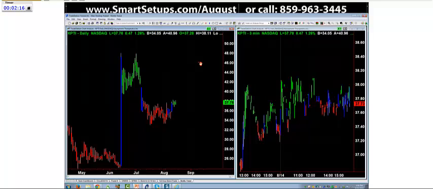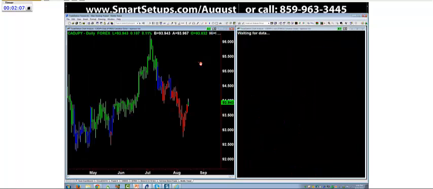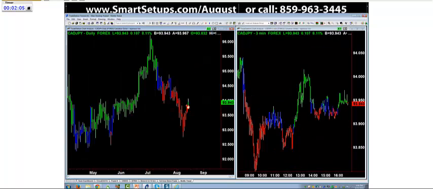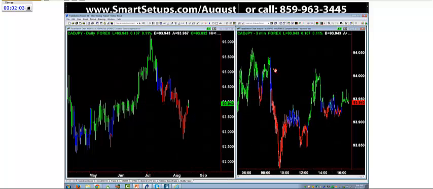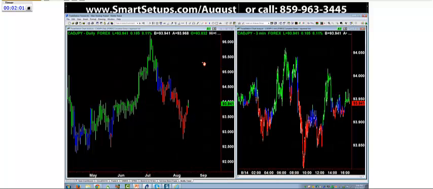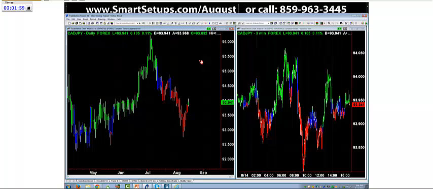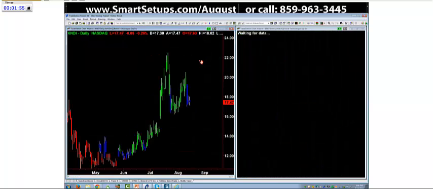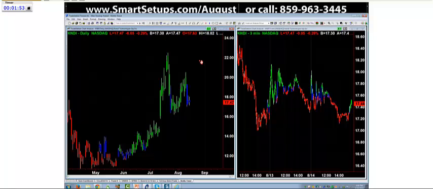Let's see here. I'm on CAD, Japanese yen. CAD JPY. CAD, Japanese yen went from a sell to a buy today. And here's your intraday move on that. Looked like it did pretty decent. KNDI. All right. KNDI went from a buy to a neutral today.